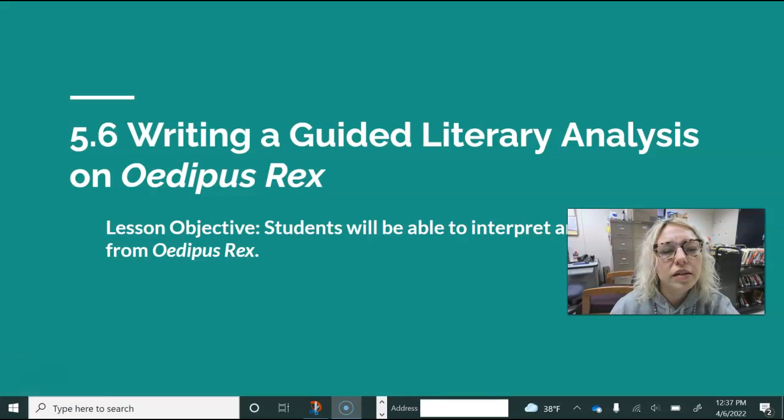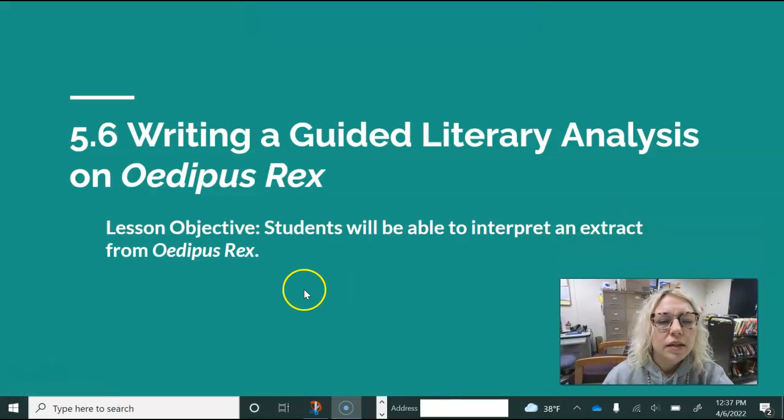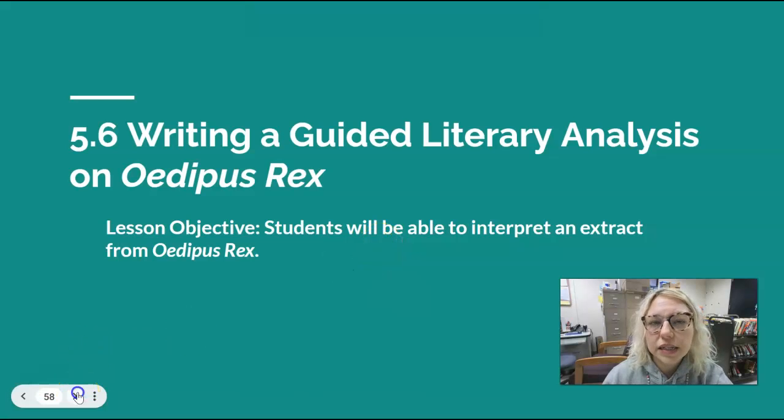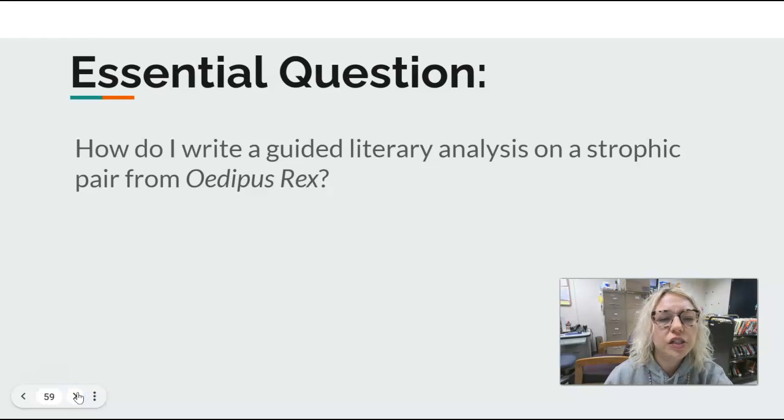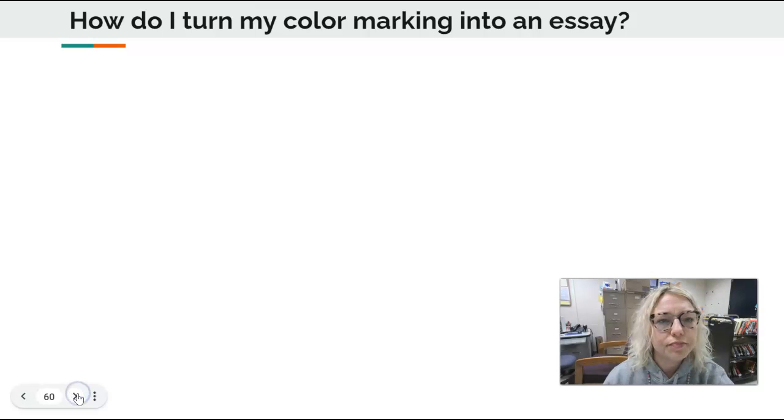Hey, you guys, it's 5.6, writing a guided literary analysis on Oedipus Rex. Our lesson objective: students will be able to interpret an extract from Oedipus Rex. Let's take some notes. Your essential question is, how do I write a guided literary analysis on a strophic pair from Oedipus Rex? Our first question, how do I turn my color marking into an essay?